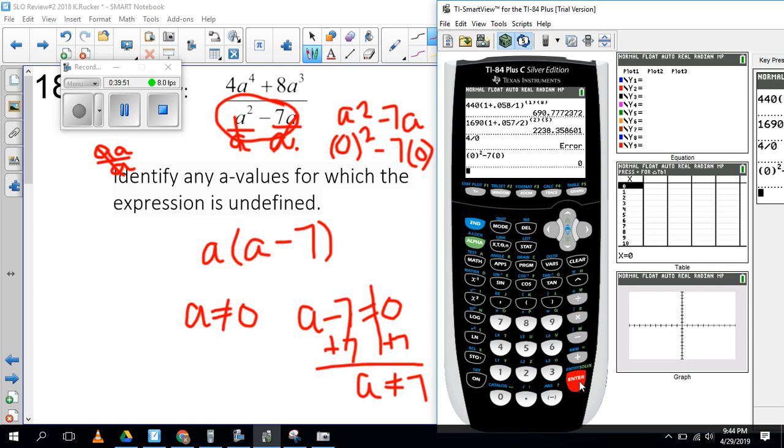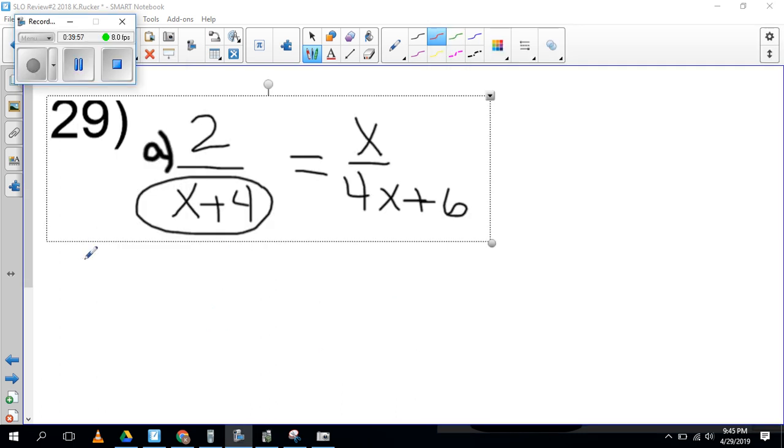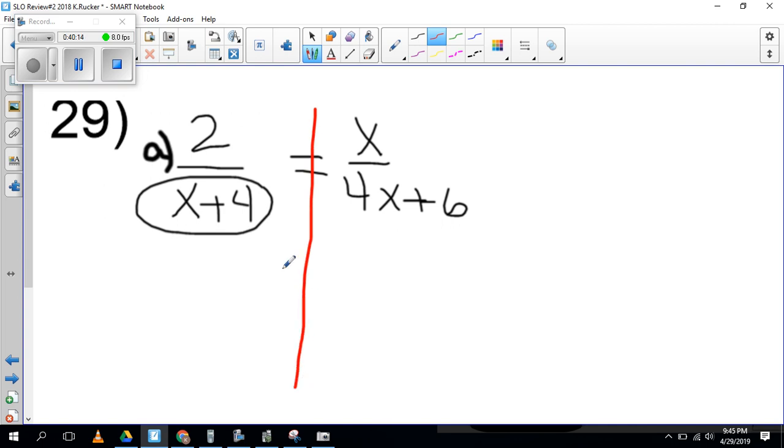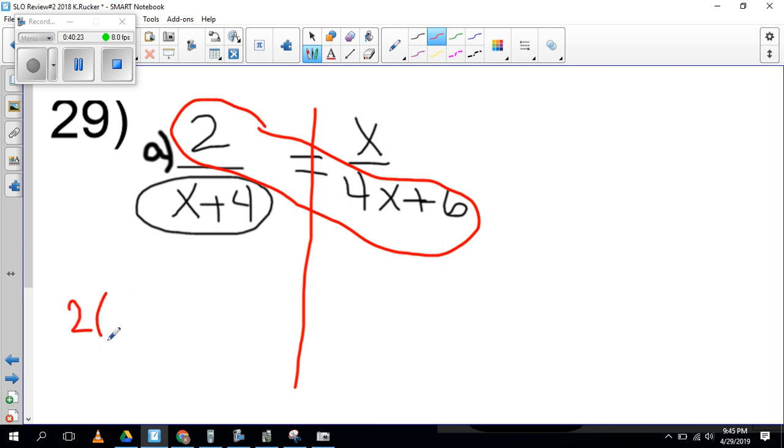So pause this video and try the rest of them. Okay, so we have rational functions here, and well, equations, because it has an equal sign. And if the equal sign is in between, remember we cross multiply. So I'm going to draw my line through the equal. We put 2 here, parentheses, we've got to multiply it by 4x plus 6.